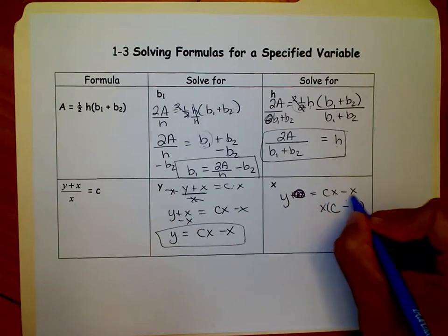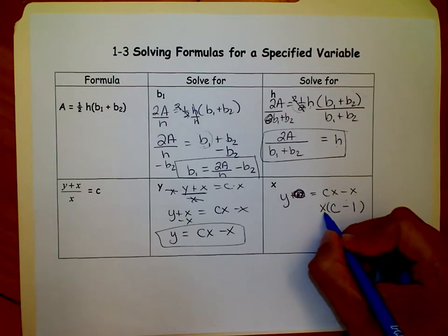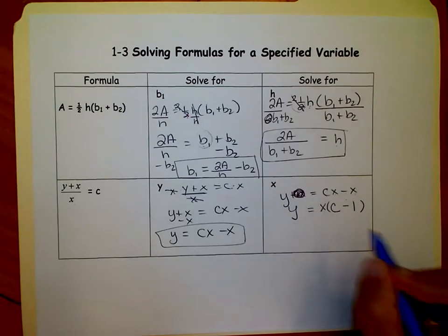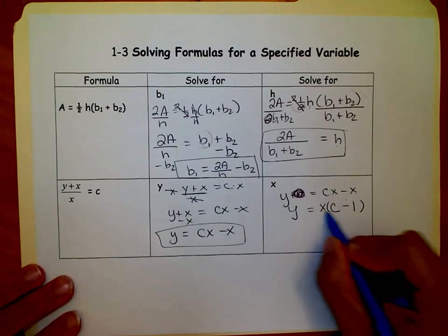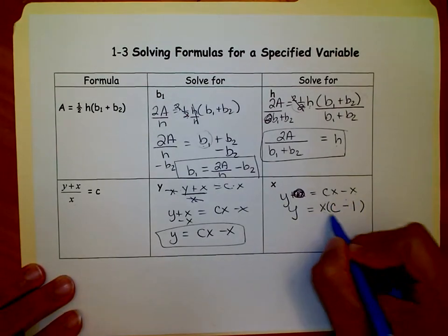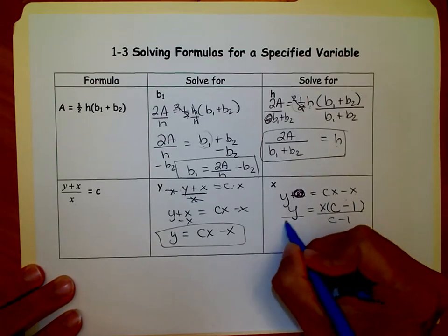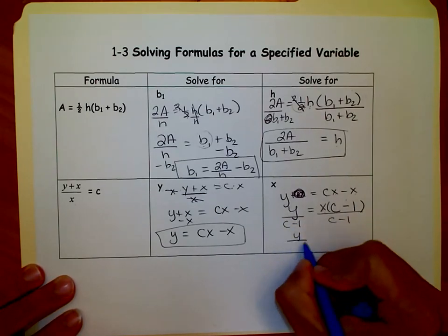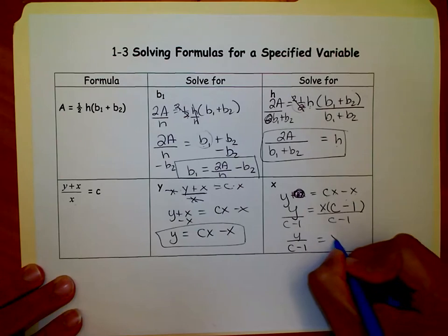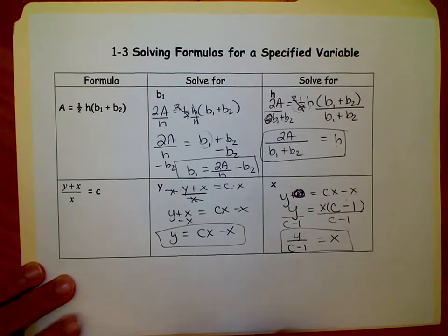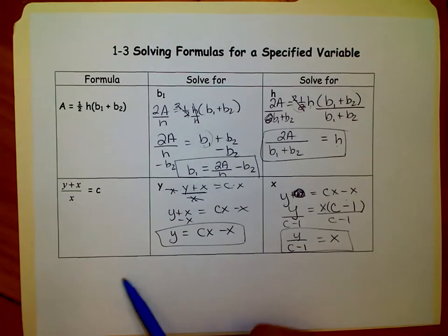So I've divided out an x or taken out a common factor of an x. And now I need to get x alone, I need to get rid of this, which is being multiplied by x, so I simply divide. So y divided by c minus 1 equals x. Those are kind of the trickier ones when you have an x on the top and the bottom and you have to get all the x's on one side to factor them out.